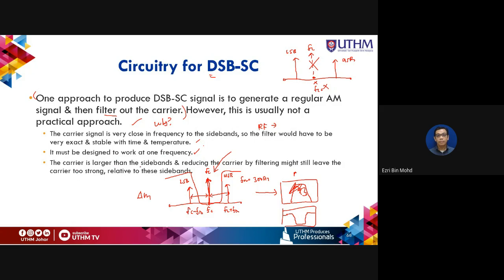The carrier is larger than the sideband, and reducing the carrier by filtering might still leave the carrier too strong relative to the sideband. So although we use this kind of filter, at the end the carrier is still there. Why? Because the power of the carrier is larger than the sideband. Let's say, for example, here carrier, lower sideband, upper sideband. After going through this band stop filter, there is still a carrier element appearing at the output. So it's not a practical approach. Alright.